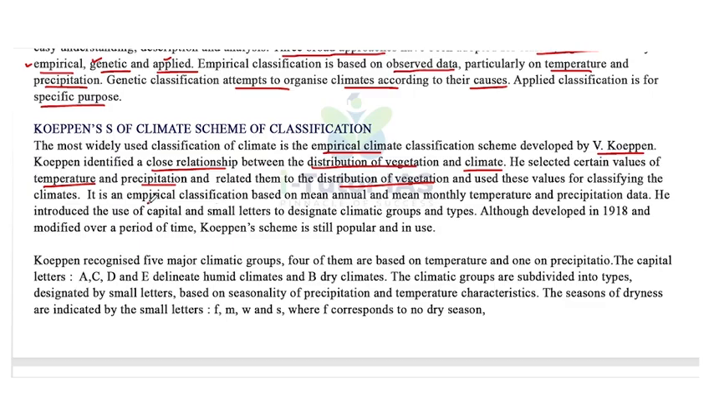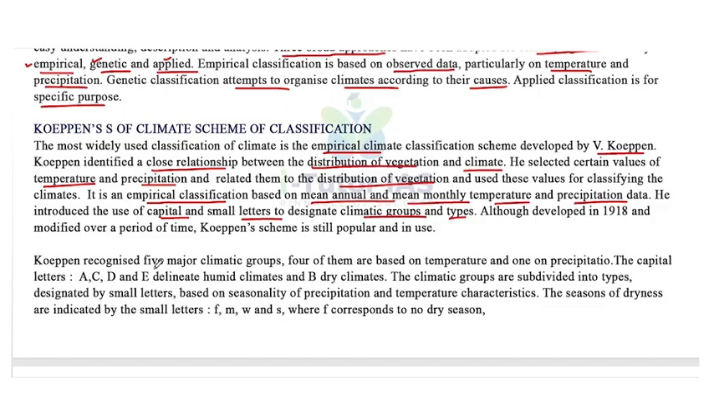So Köppen's climate classification is an empirical classification based on mean annual and mean monthly temperature and precipitation data. He introduced the use of capital and small letters to designate climatic groups and types. Although developed in 1918 and modified over a period of time, Köppen's scheme is still popular and in use.